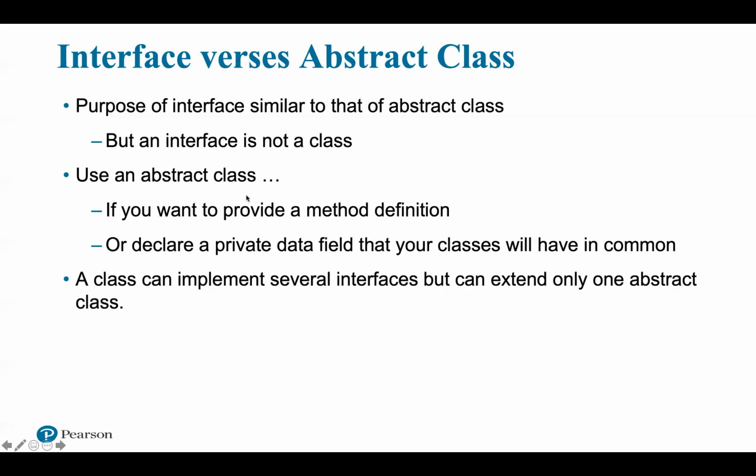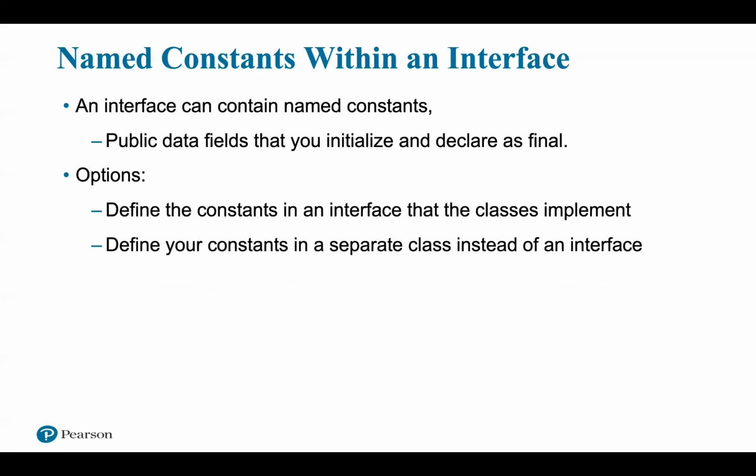So an interface is similar to an abstract class, but an interface is not a class. You use an abstract class if you want to provide a method definition or declare a private field that the classes will have in common. And a class can implement several interfaces, but it can extend only one abstract class. So that's just a little bit more detail.